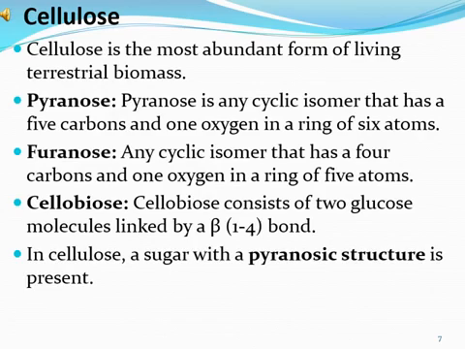Here are some definitions. Pyranose: any cyclic isomer that has 5 carbons and 1 oxygen in a ring of 6 atoms. Furanose: any cyclic isomer that has 4 carbons and 1 oxygen in a ring of 5 atoms. Cellulose consists of glucose molecules linked by a beta-1,4 bond. In cellulose, a sugar with a pyranose structure is present.